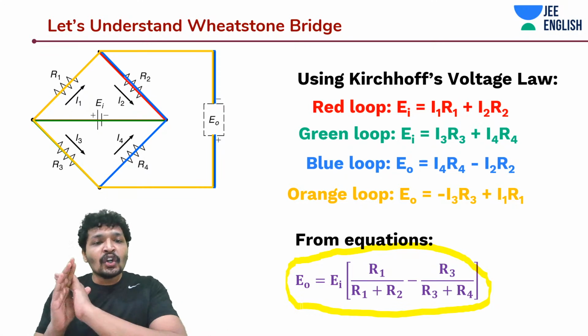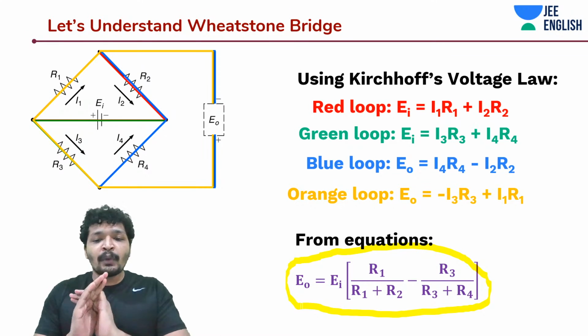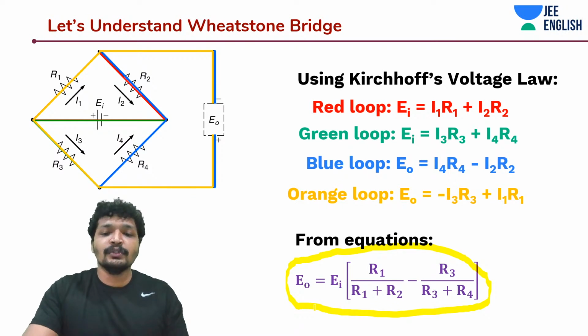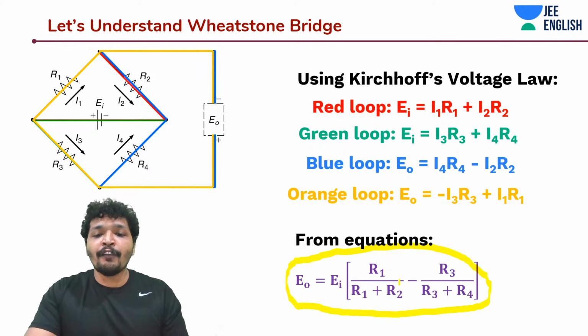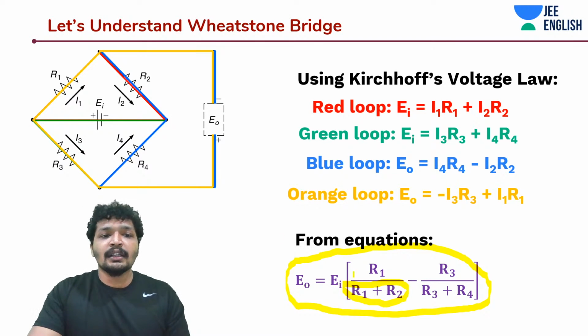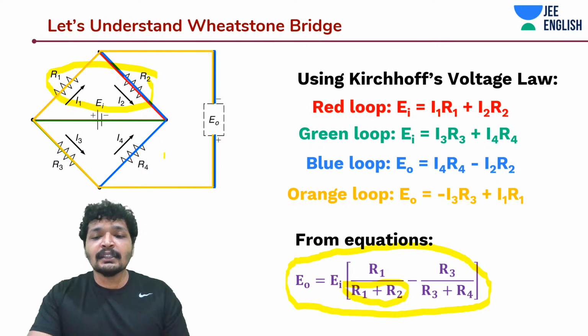E naught is equal to EI into R1 by R1 plus R2. Okay, addition of R1 and R2. If you can easily remember, that's the easiest way to do it. Think about it, R1 plus R2. And then you also got R3 by R3 plus R4.